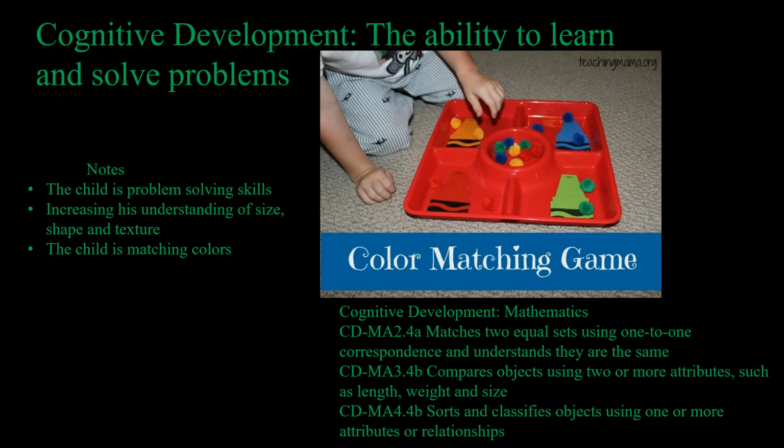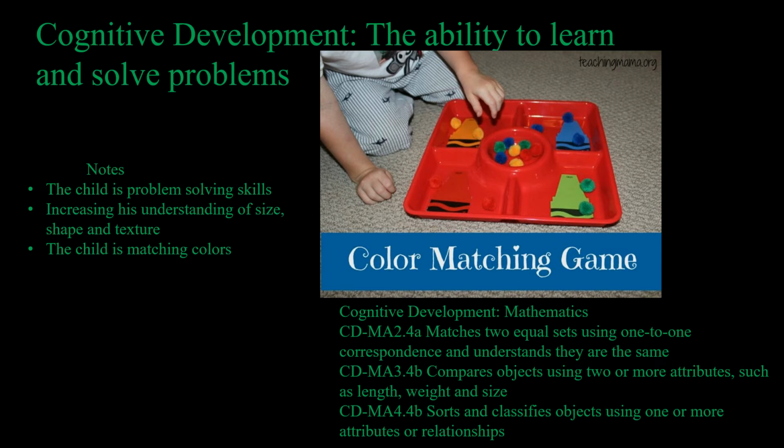Cognitive development, the ability to learn and solve problems. So in this picture, the child is sorting the colors and he's doing problem solving. He's increasing his understanding of size, shape, and texture. Those are the little, not cotton balls, but they're really soft. The child is matching the colors. It's a good color matching game.